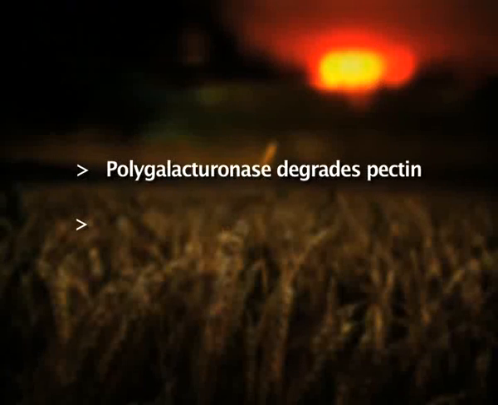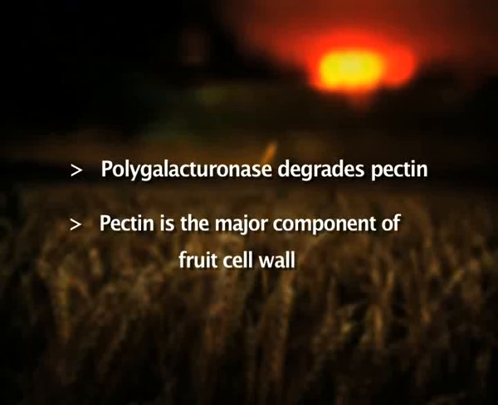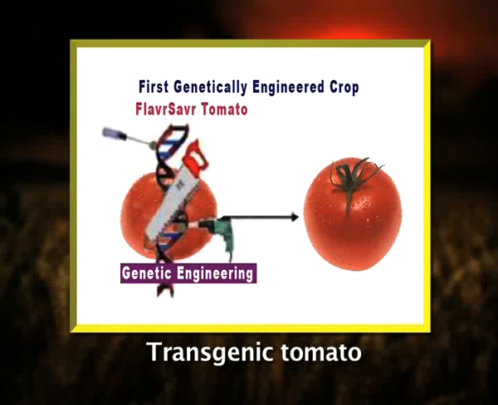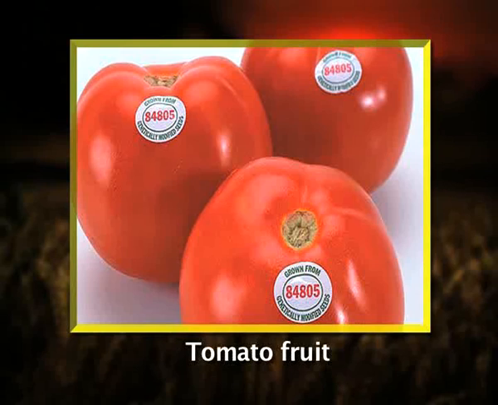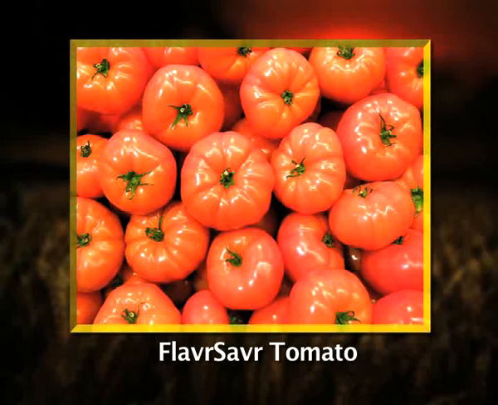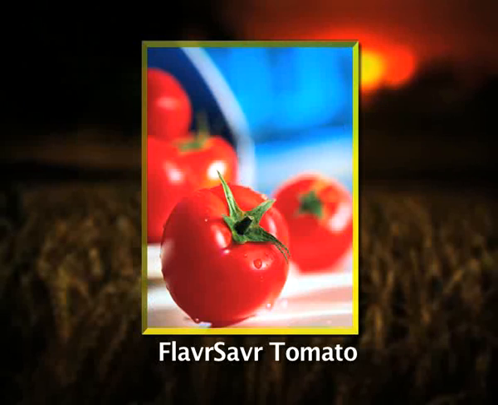In tomato, the enzyme polygalacturonase degrades pectin, which is the major component of the fruit cell wall. This leads to the early softening of fruits and a deterioration of fruit quality. By antisense RNA technology, transgenic tomato has been produced in which the activity of polygalacturonase enzyme is blocked. This has led to slow fruit ripening and increased shelf life of tomato fruits. Such tomatoes were approved for marketing in USA under the name Flavr Savr. The Flavr Savr tomatoes have improved flavor and total soluble solids, in addition to the enhanced shelf life.